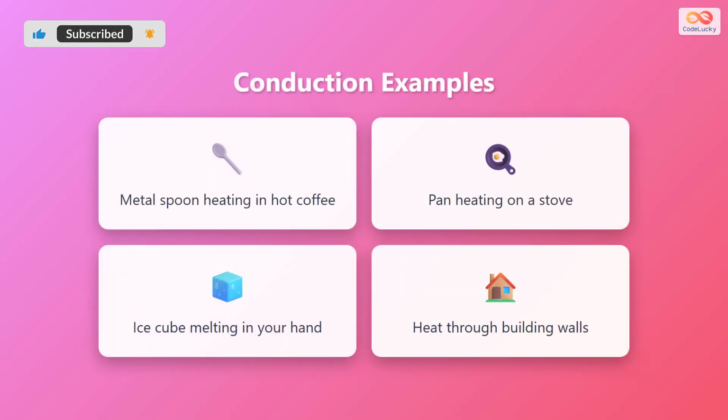Conduction occurs all around us in everyday life. When you place a metal spoon in hot coffee, the handle gradually becomes warm because heat is conducted from the hot liquid through the metal. When you cook food in a pan on a stove, heat is conducted from the burner through the pan's material to the food. If you hold an ice cube in your hand, it melts because heat is conducted from your warm hand into the cold ice. Even the heat that escapes through the walls of your home during winter is transferred by conduction through the building materials.